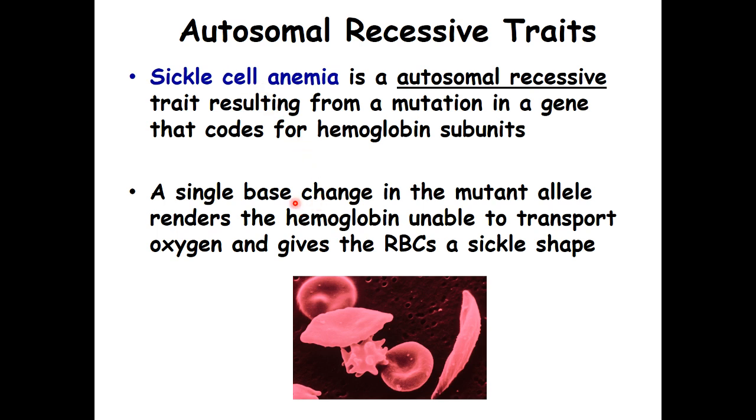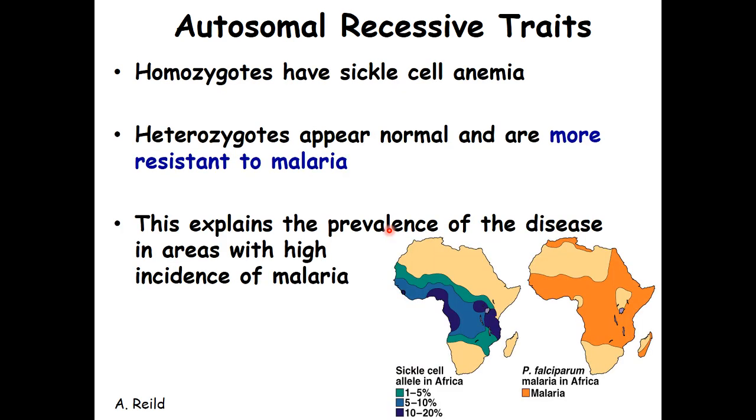Now, this is the same thing we talked about at the beginning of the semester. A single nucleotide change mutation causes the shape of the protein to change, because remember, the nucleotide sequence will determine the amino acid sequence in the protein, which will then determine the protein shape and structure.